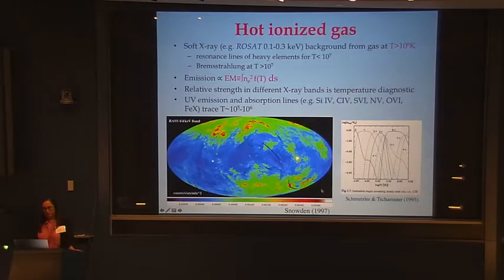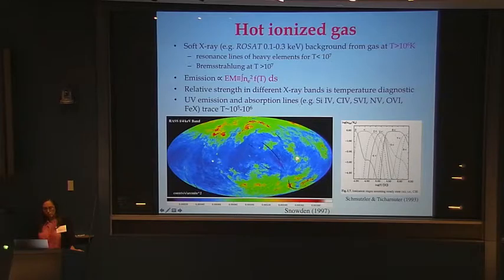So then there's the hot medium, which is observed in soft X-rays from ROSAT first, but from other missions as well, and that is giving us a temperature of above about 1 million degrees. The total emission is, again, proportional to the emission measure, and you can look at the strengths in different bands to learn about what the temperature is.